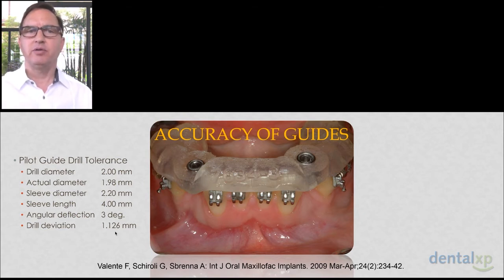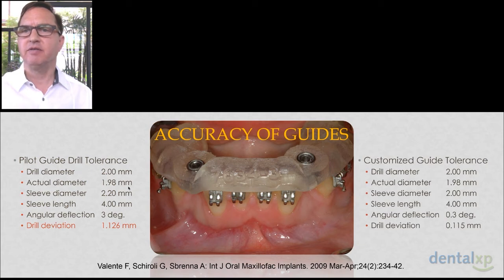Now, if we were to request a different internal diameter of the sleeve, rather than requesting a sleeve of 2.2, if we requested the 2.0 millimeter sleeve, we measured the Dentsply implant's 2 millimeter burr and found that it actually measured at 1.98. And this limited the angular deflection and the deviation of the drill and created an environment where we might be able to more predictably utilize the guide safely.